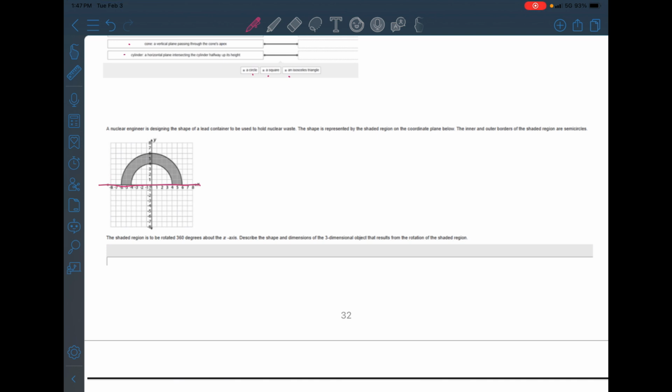So I'm taking that and I'm rotating it this way around that x-axis. What shape would it give me? And what would be my dimensions? Like, what would be the radius?